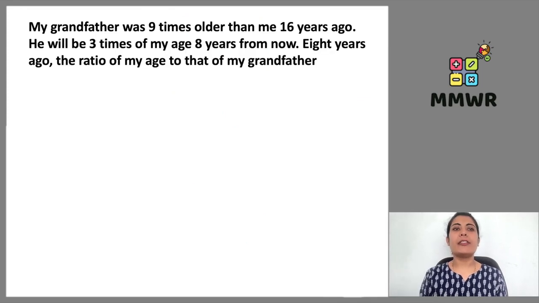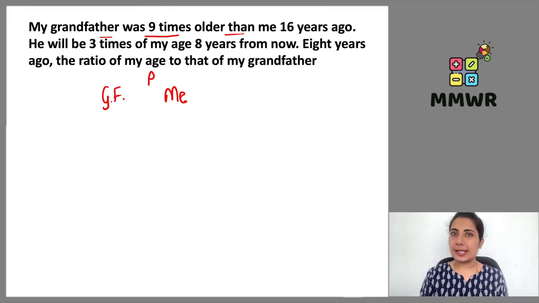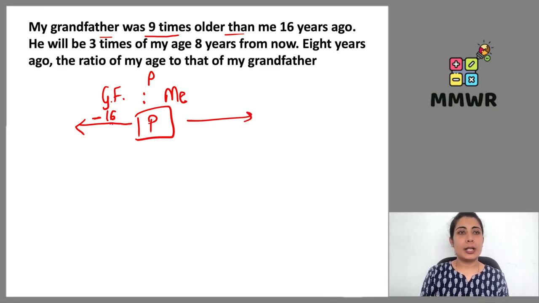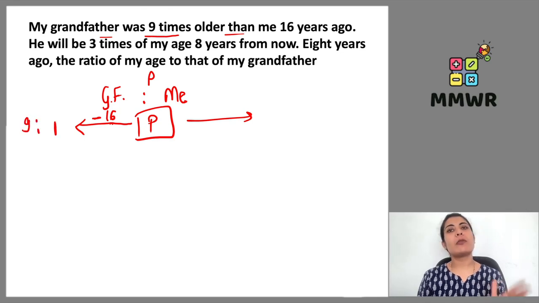Next question we have: my grandfather was 9 times older than me. This is me, and this is my grandfather's age. So at present, I don't know what the ratio is. But 16 years before, my grandfather was 9 times older than me. If I was 7 years old, my grandfather would have been 9 multiplied by 7, that means 63 years old.